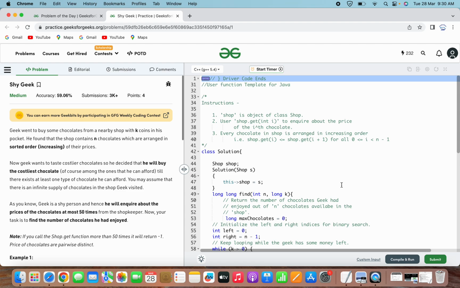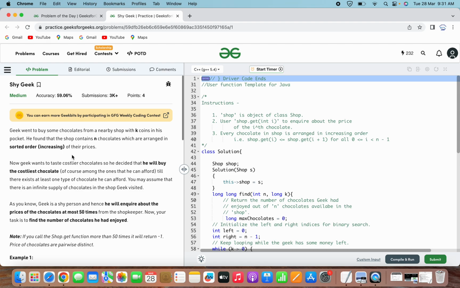Let's go through and understand the given problem statement. Geek went to buy some chocolates from a nearby shop with K coins in his pocket. He found that the shop contains N chocolates which are arranged in sorted order, or the increasing order of their prices. Now Geek wants to taste costlier chocolates. So he decided that he will buy the costliest chocolate, of course, among the ones he can afford.